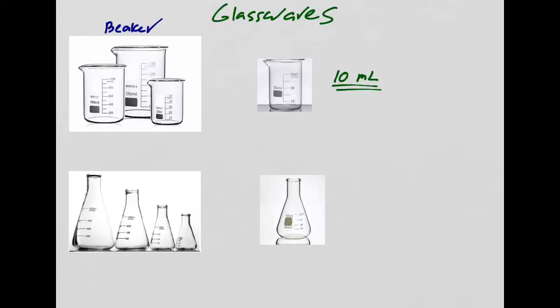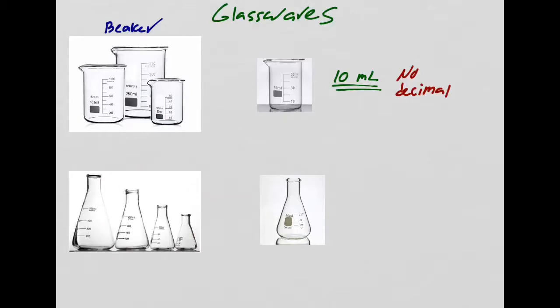So if I measured 10 ml of hydrochloric acid using this beaker, I cannot report any decimal places. I have to say 10 milliliters. So no decimal places. It is not accurate enough to have a decimal place.